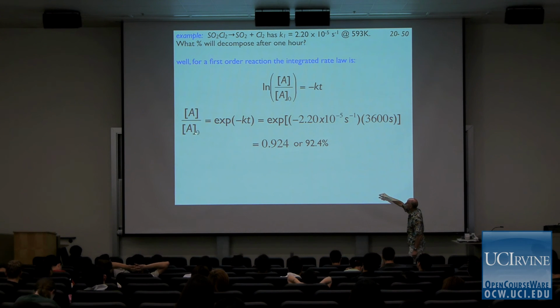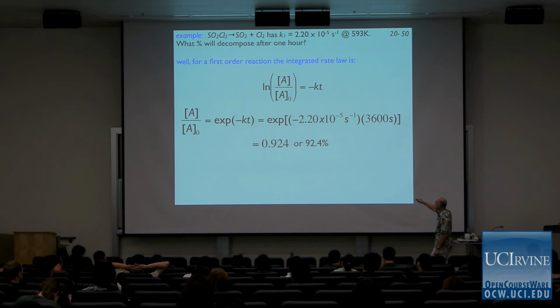I want to solve for A over A0. I plug in the rate constant. Here's the amount of time that we're talking about. 1 hour is 3,600 seconds. I get 92.4% is left. So the amount that decomposes is 100 minus that, right?